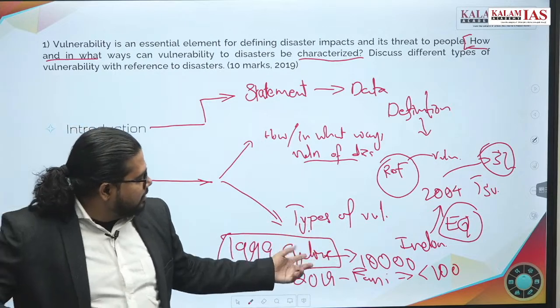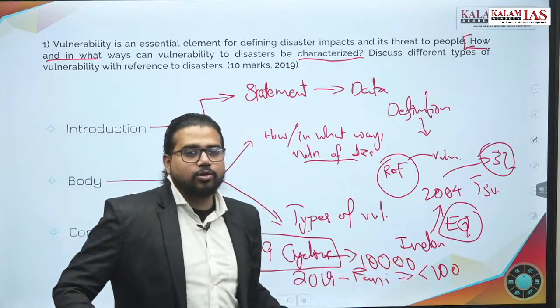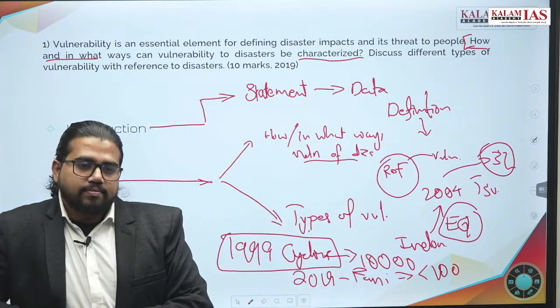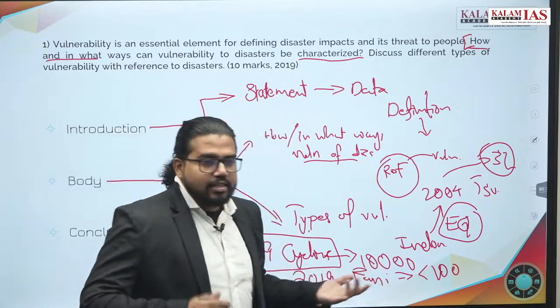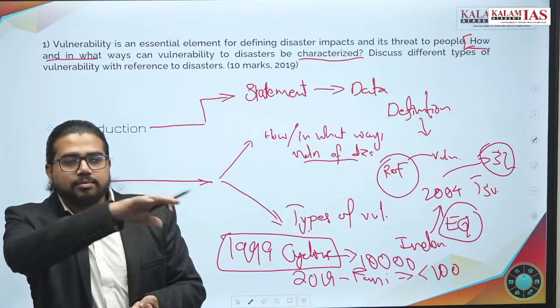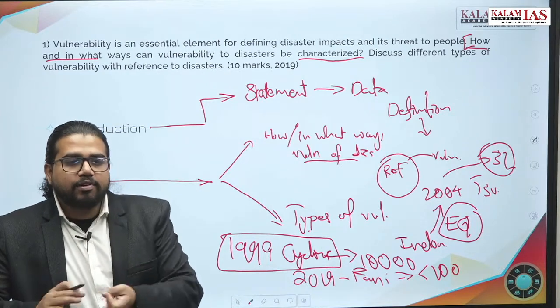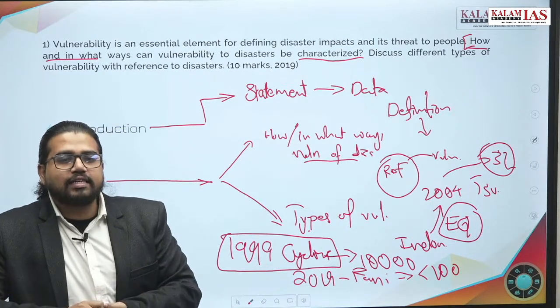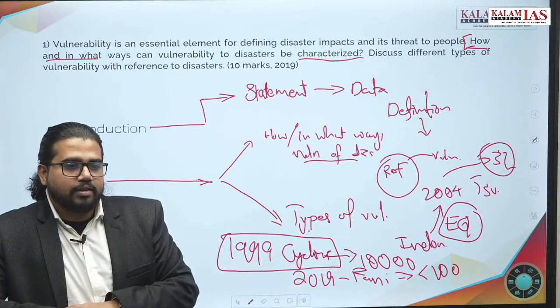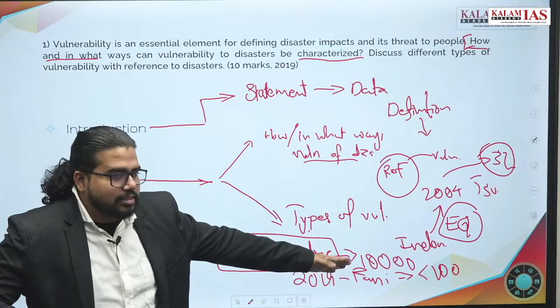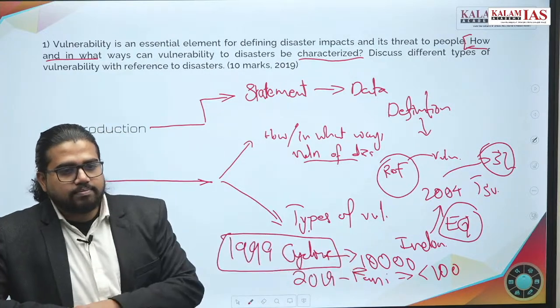Now what makes this highly vulnerable and this not? Level of preparedness. When this happened, the government was prepared, the systems were made, the people were made aware, evacuation facilities were developed, so many options were available. So we can starkly reduce the casualties.